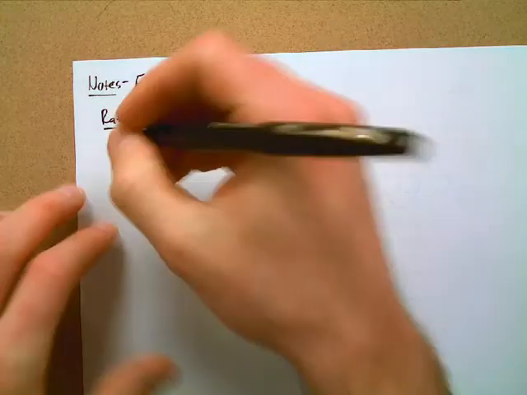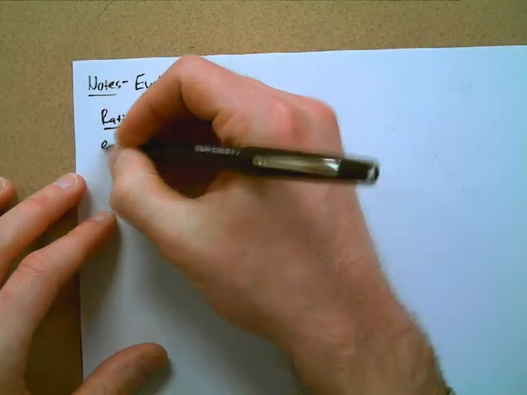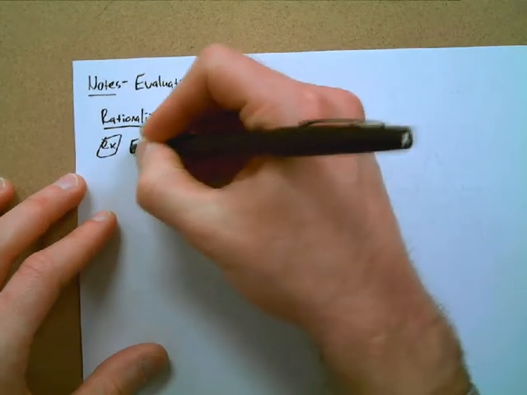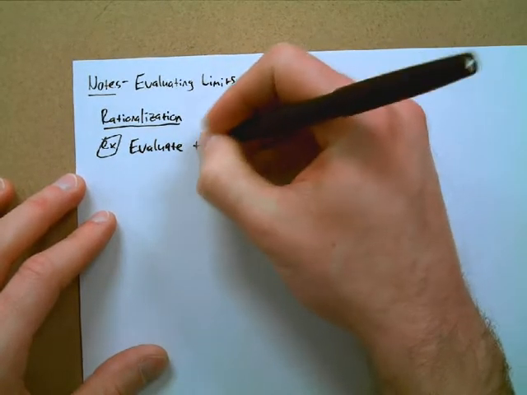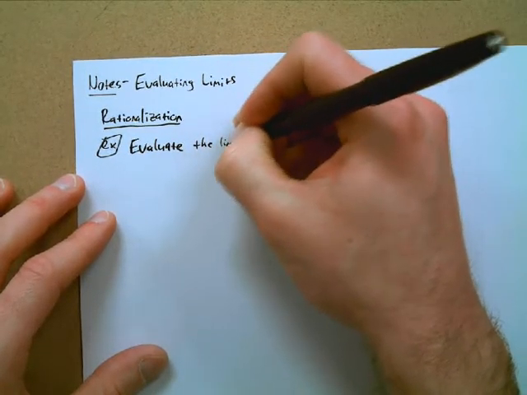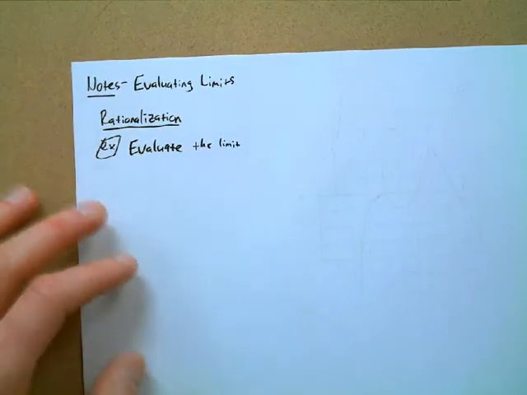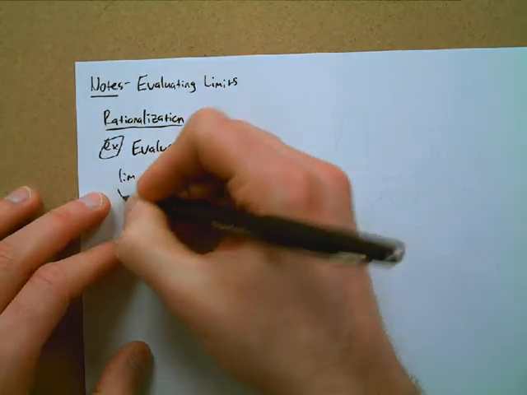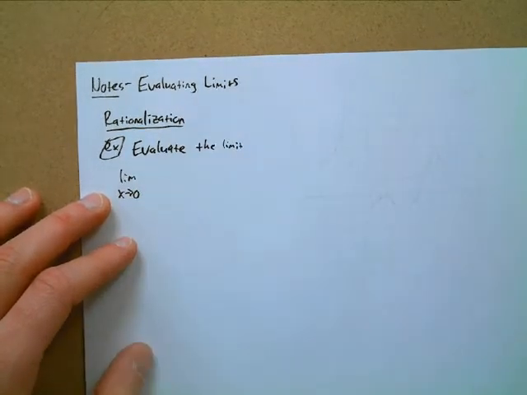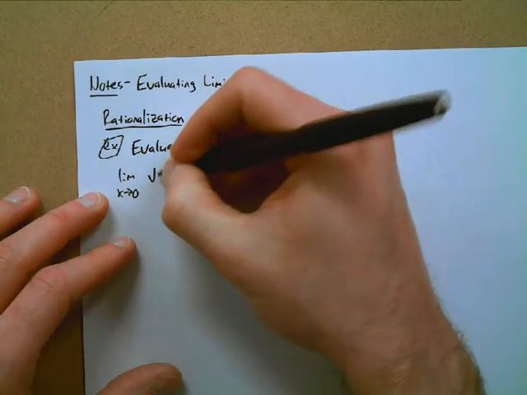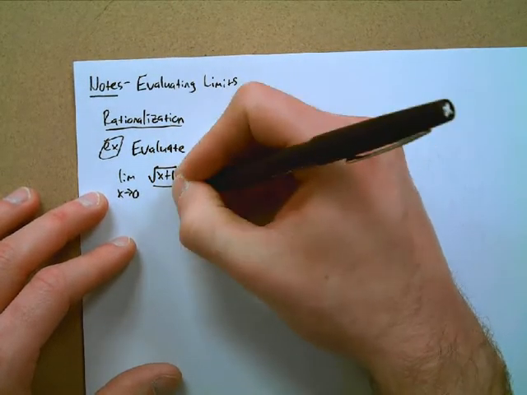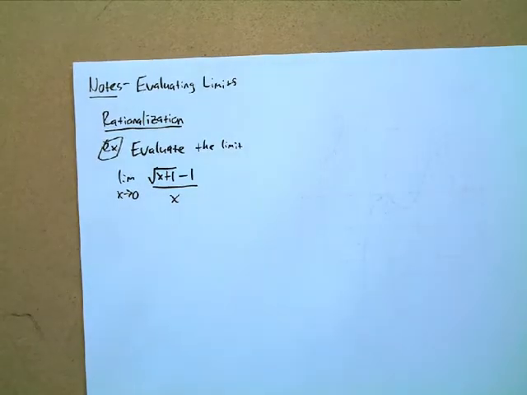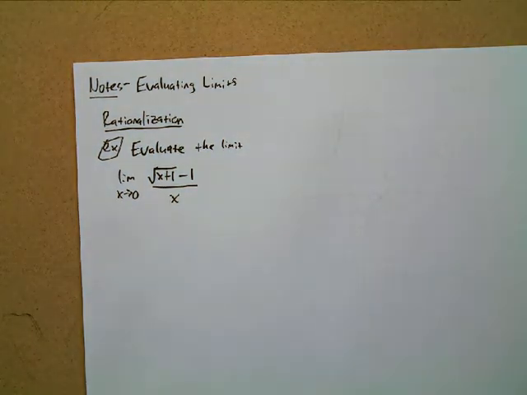So let's say we want to evaluate the limit. We'll just jump in with an example to pose the problem that we're going to have. So evaluate the limit. And we'll say our limit here is the limit as x approaches 0 of the square root of the quantity x plus 1, minus 1, all over x. All right?